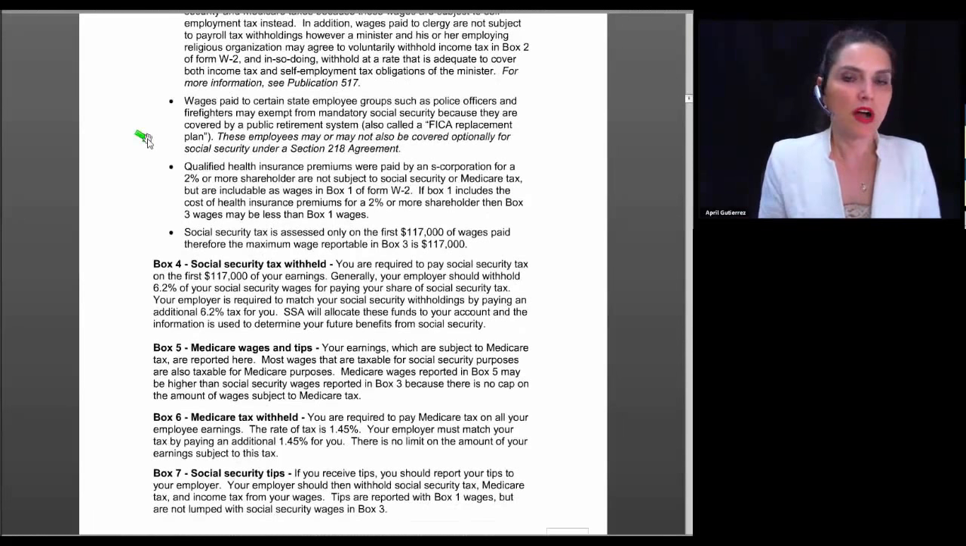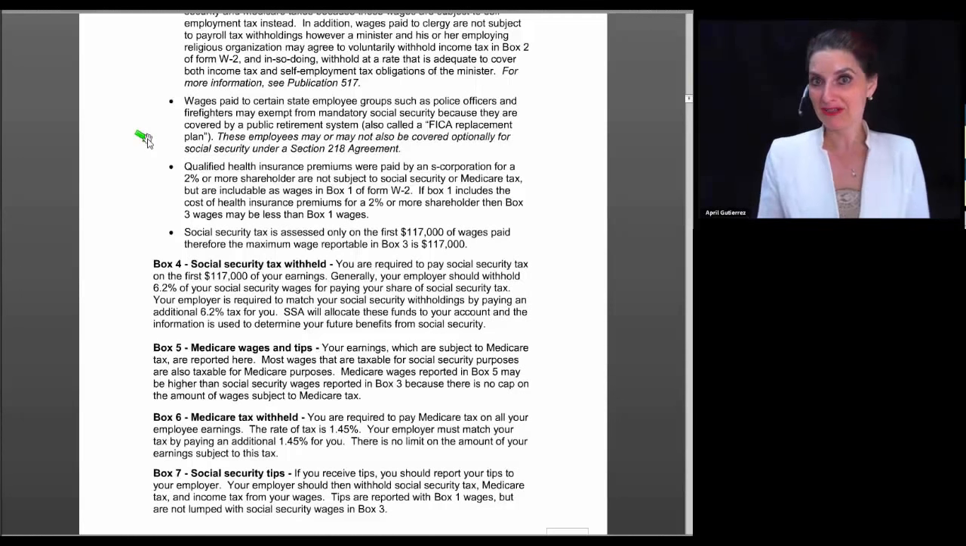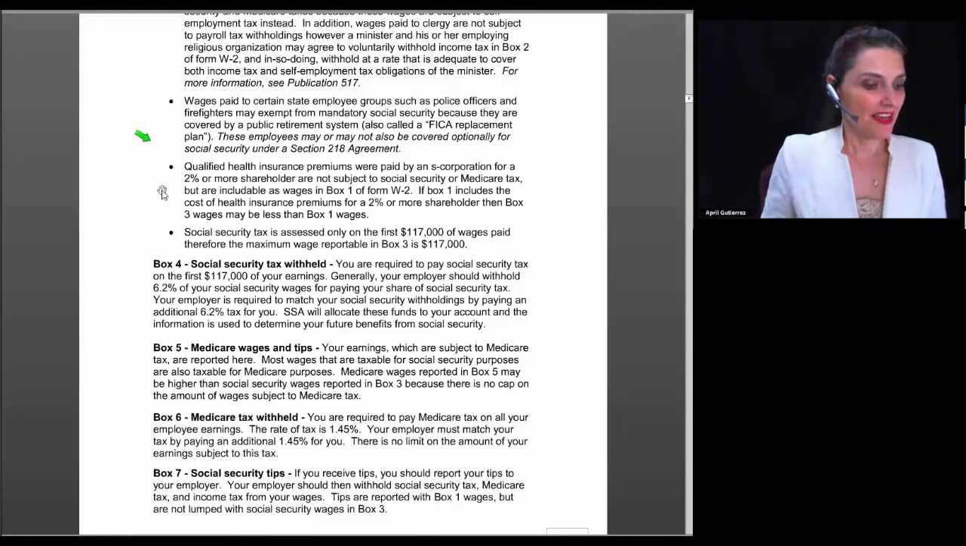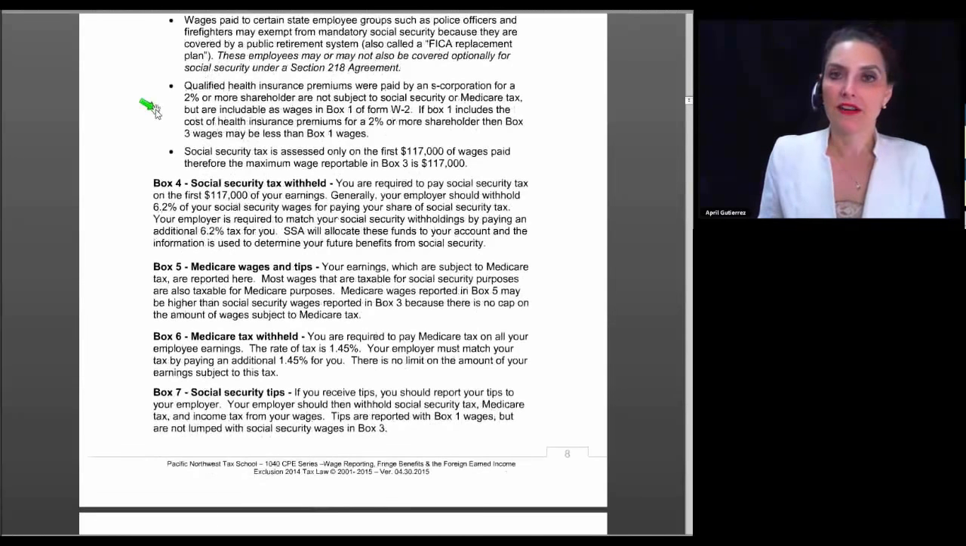So that is why police officers employed by the City of Portland, box 3 is always blank, but Medicare box 5 is not. Interesting. The next reason why you might see a higher number in box 1 than in box 3 is if you are looking at the W-2 for an S corporation shareholder who owns 2% or more of an S corporation for which they are performing services.